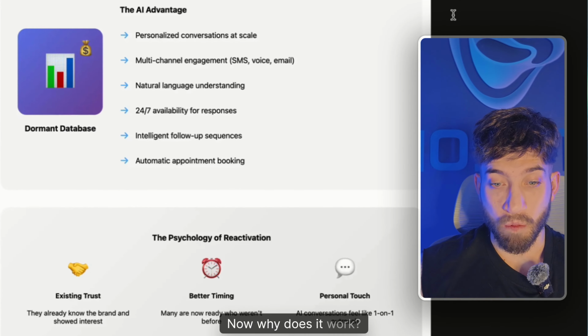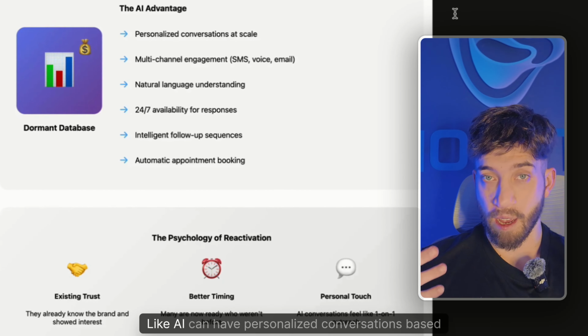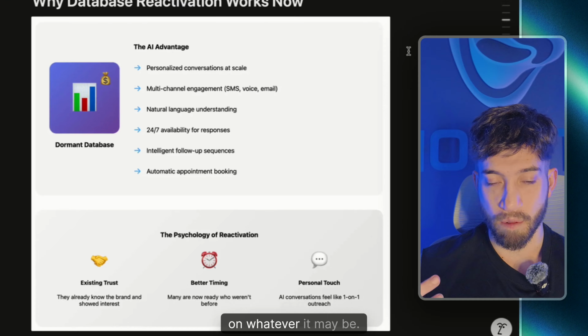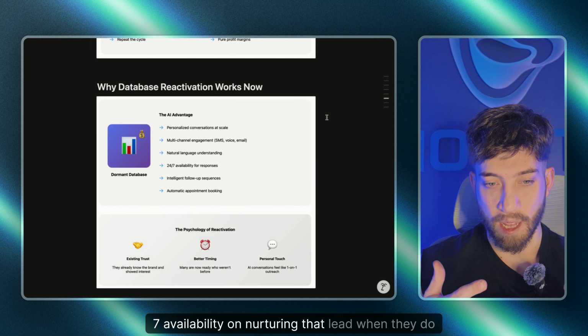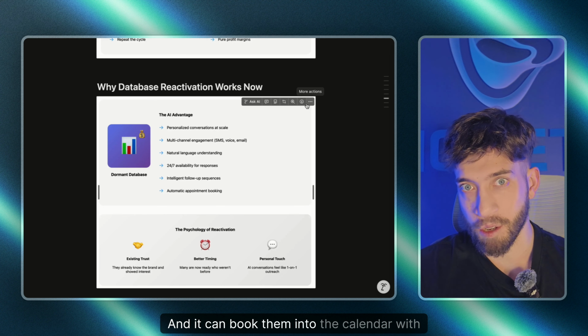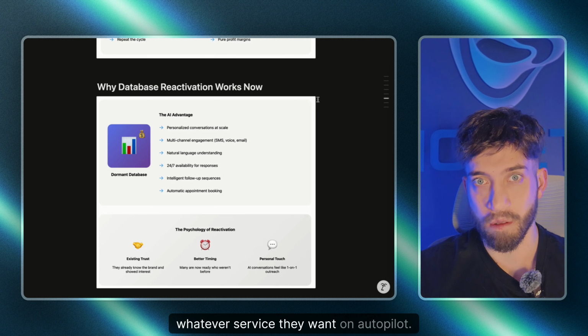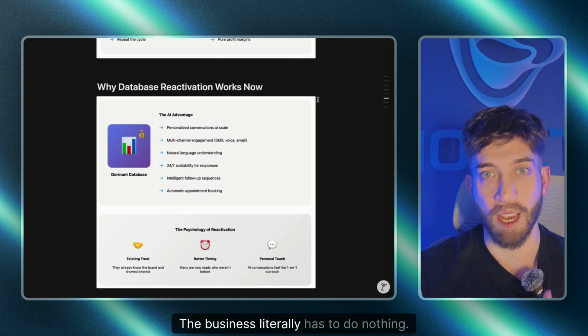Crazy. Now, why does it work? Well, it can be personalized, like AI can have personalized conversations based on whatever it may be. It can be multi-channel. It can have 24/7 availability on nurturing that lead when they do respond, and it can book them into the calendar with whatever service they want on autopilot. The business literally has to do nothing.